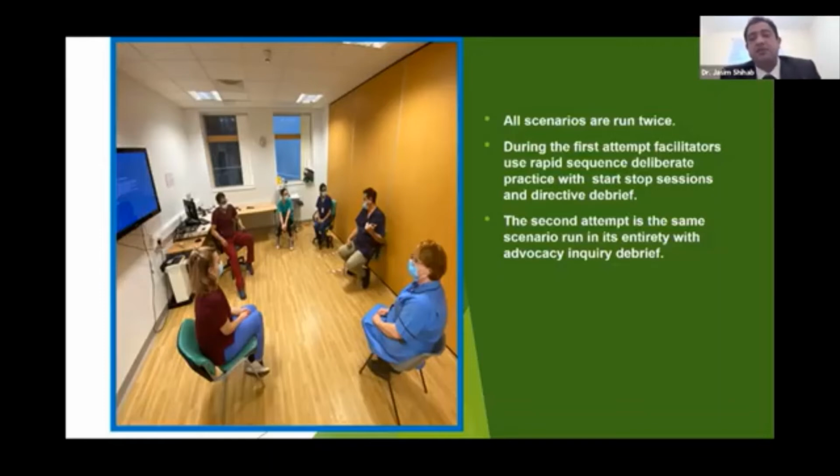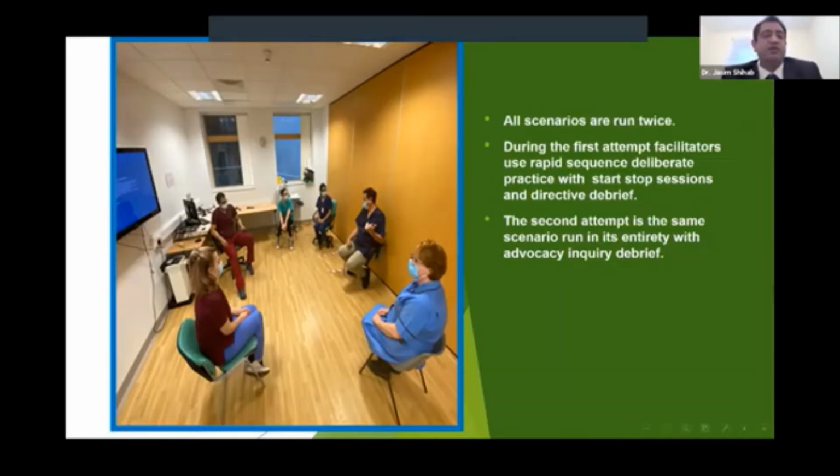And the second attempt was the same scenario run in its entirety. And then we finished that off with an advocacy inquiry debrief. So this is after COVID started, one of the courses where we are doing debriefing. You can see me there and my colleague, who are facilitators along with the participants, running a full advocacy inquiry debrief at the end.